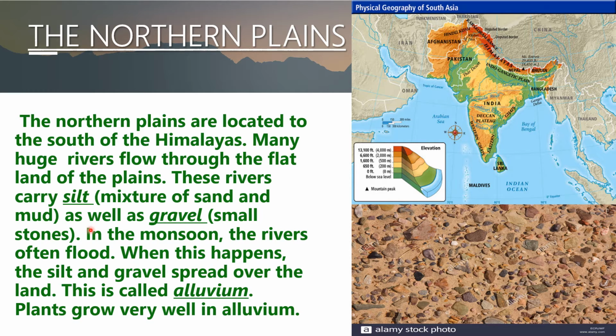And in the monsoon, the rivers often flood. When this happens, the silt and the gravel spread over the land. This silt and gravel that spread over the land is called alluvium.